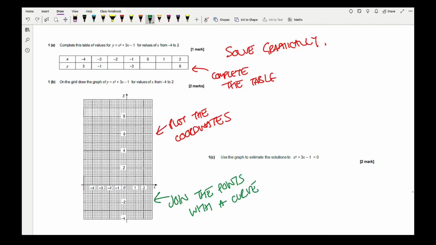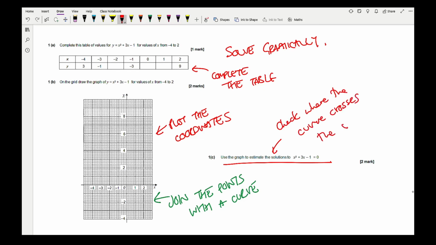And then in part C, it says for us to use the graph to estimate the solution to this particular equation. And again, what we're doing is checking where the curve crosses the x-axis. So for example, if I quickly do this, I just work out the missing values. So I've got 4, minus 6 minus 1 gives me minus 2, minus 3, and then that's going to give me minus 1, and that's going to give me 1, 4, 3.